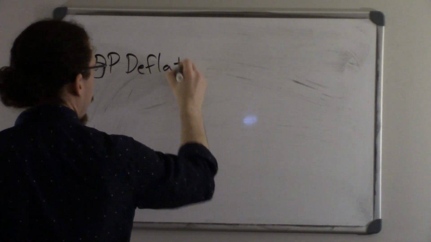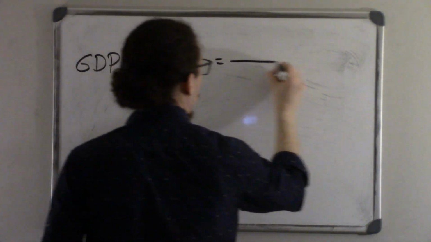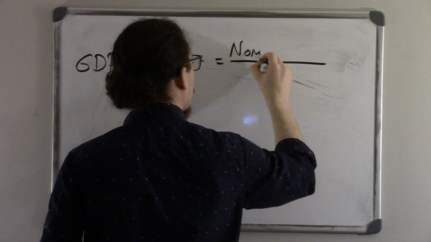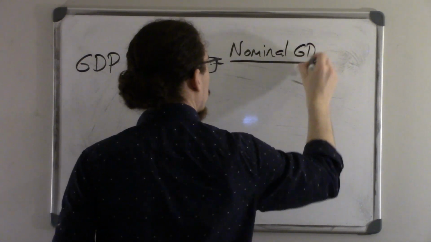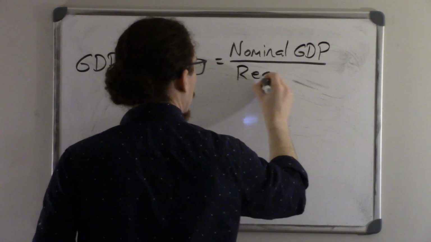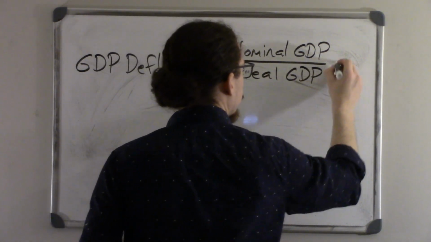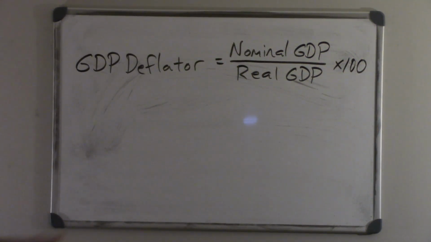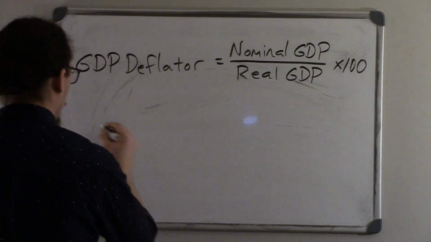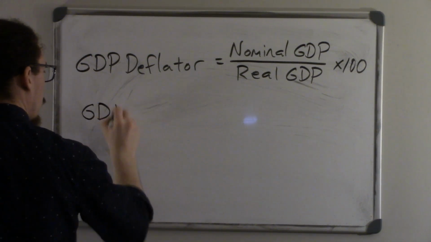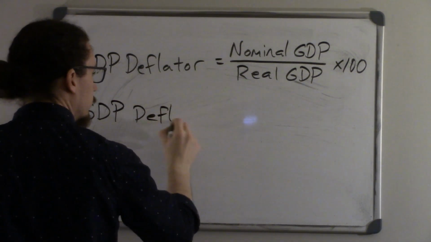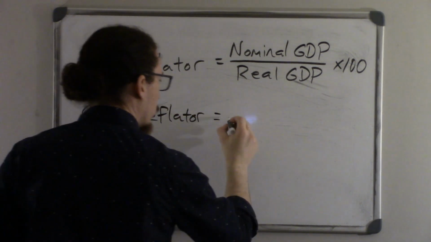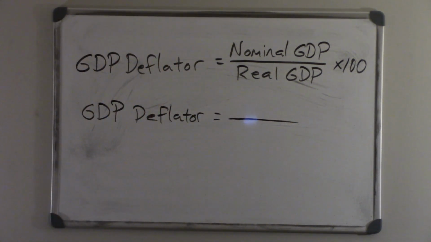All right, so the GDP Deflator, this is just the ratio of nominal GDP to real GDP times 100. All right, so that's what our GDP deflator is. All right, so if we wanted to calculate the GDP deflator for the stuff that we've just been looking at, all right, we have both of those things that we need.